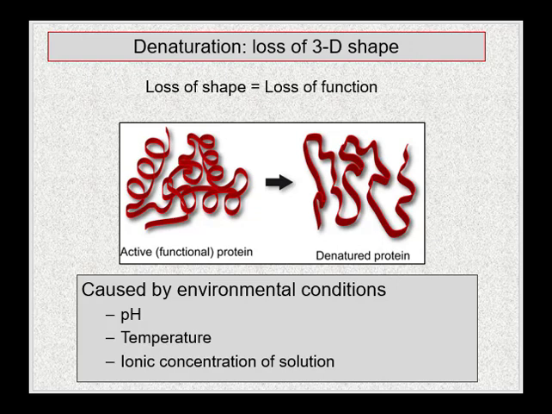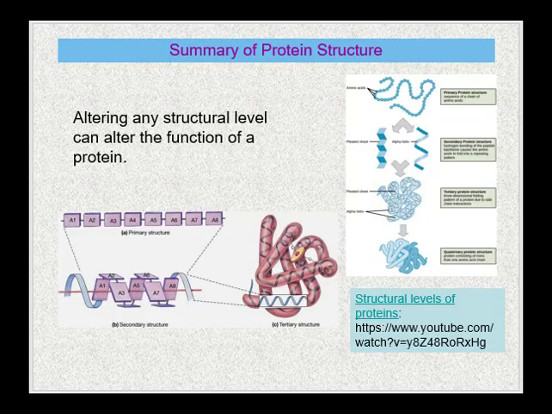Sometimes denaturation can be irreversible and lead to permanent loss of function. An example of irreversible protein denaturation is frying an egg. When you fry an egg, the albumin protein in the liquid egg white denatures when it's placed in the hot pan. To learn a little bit more about the structure of a protein, go ahead and check this video out right here.